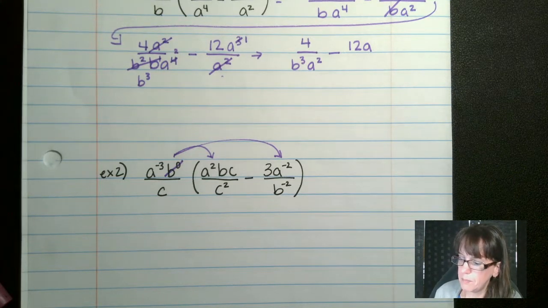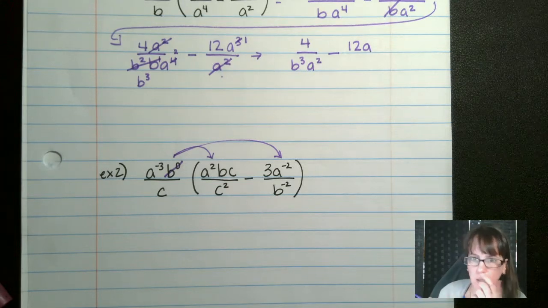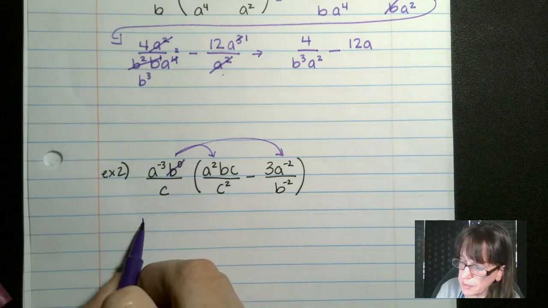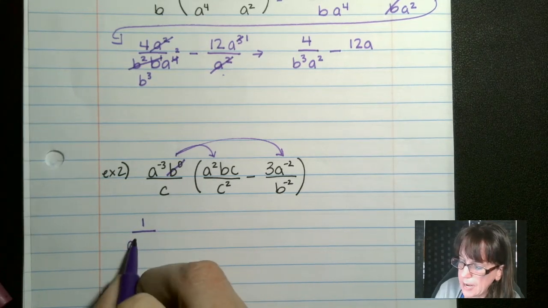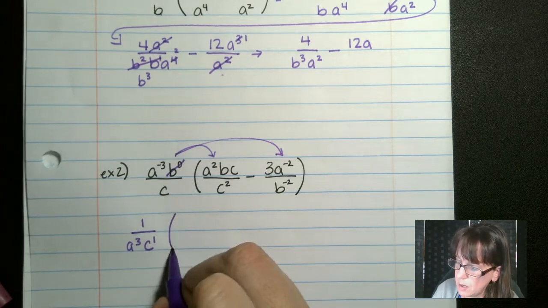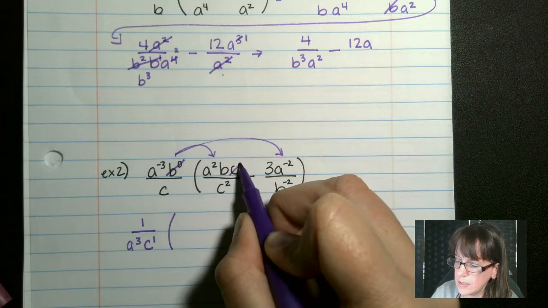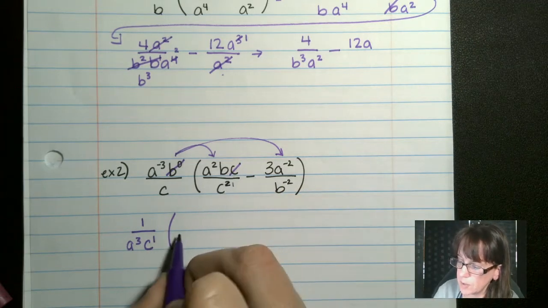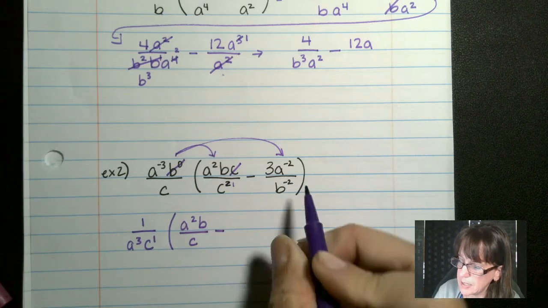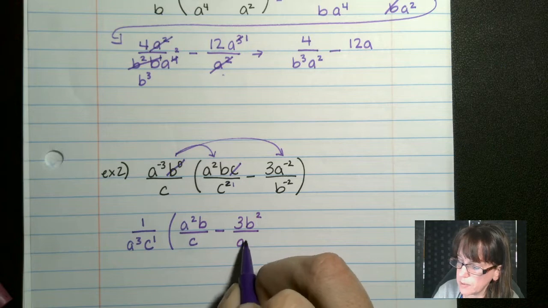Now, usually I like to move my negative exponents, switch those all around so that I don't have them. So let's do that first. So over here, we're going to be left with 1 over a to the 3rd c, and remember, if exponent's not shown, it's 1 over, and then here I can simplify, get rid of this 1c, and that leaves me with 1c here. So I have a squared b over c minus, and then here I'm going to swap those, so 3b squared over a squared.